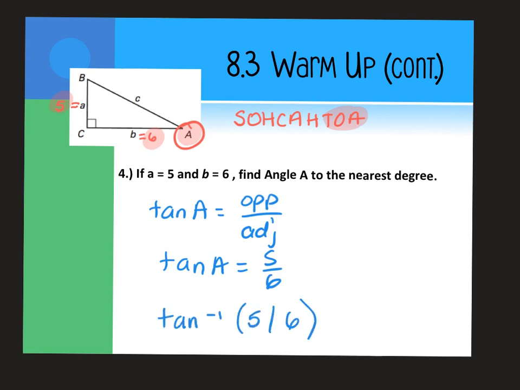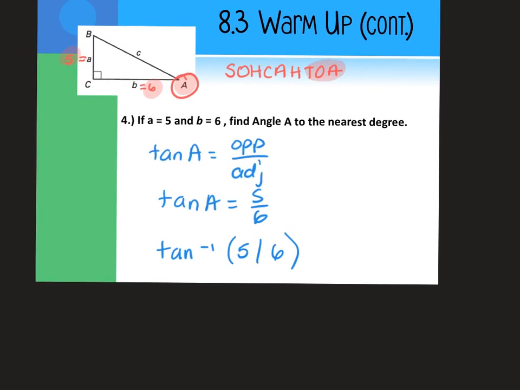If it says find side A, then you use the regular button. So second, tangent, 5 divided by 6, you should get 39.8. And it says to round this to the nearest degree, which would be what? How does 39.8 round? Good, 40.